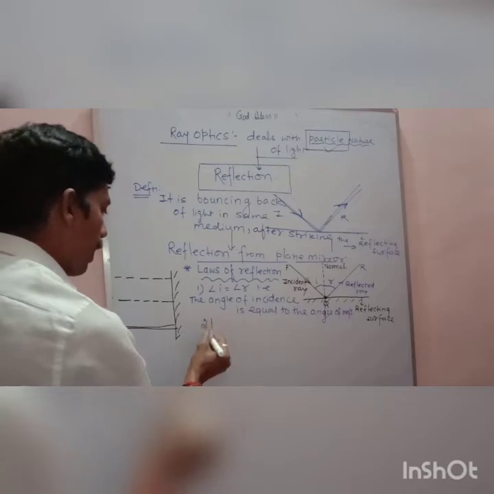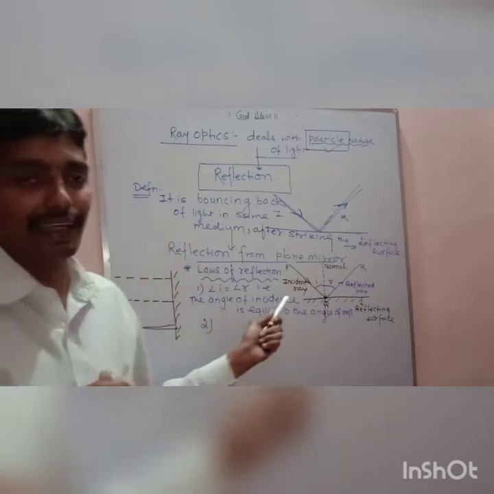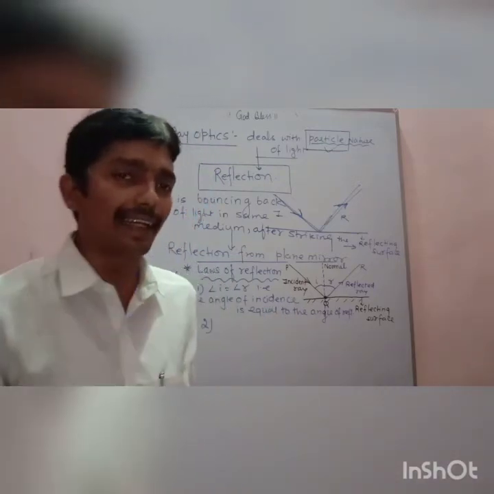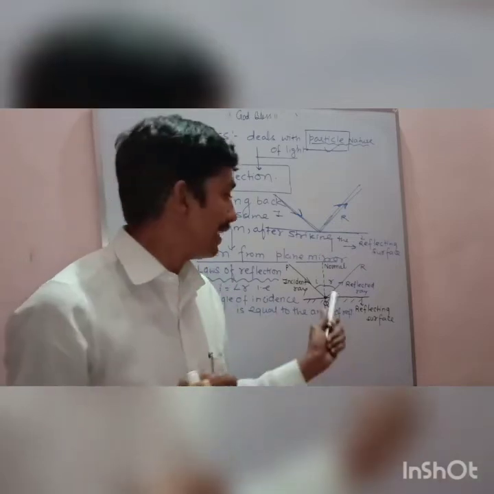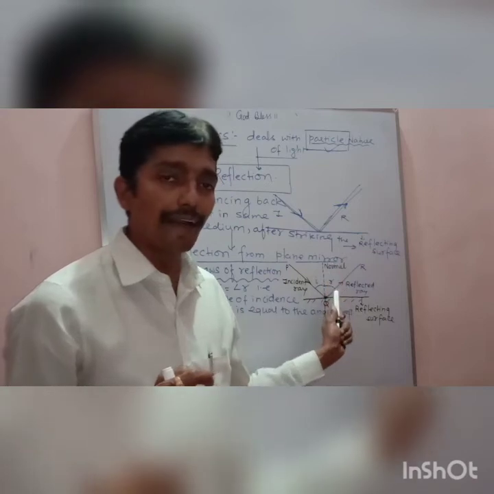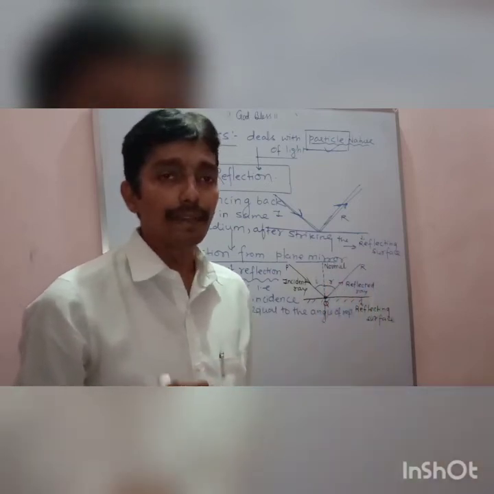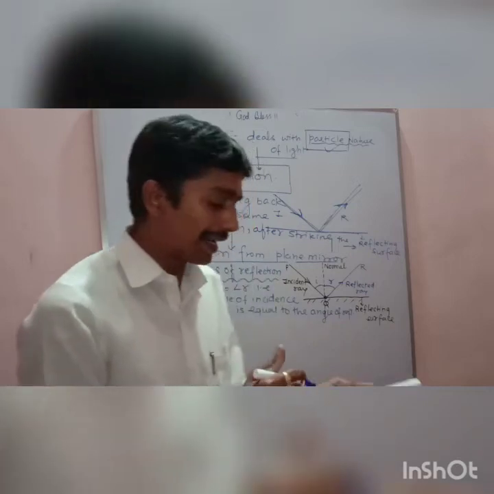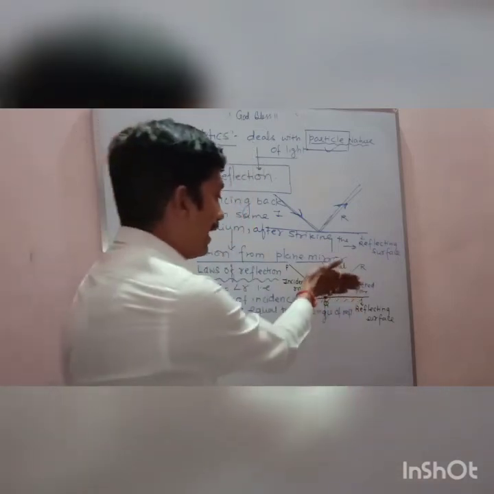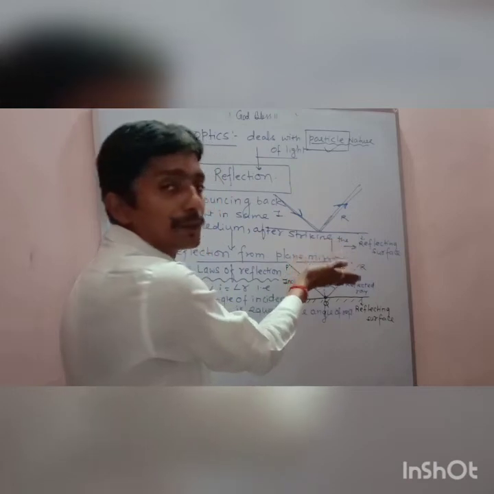And the second law, you can see in the diagram. My dear, how many rays are there in front of you? I hope 3 rays. What are the names of these 3 rays? Incident ray, normal ray and reflected ray. Now my dear, these 3 rays are in the same plane. You can see, they are all at the top.